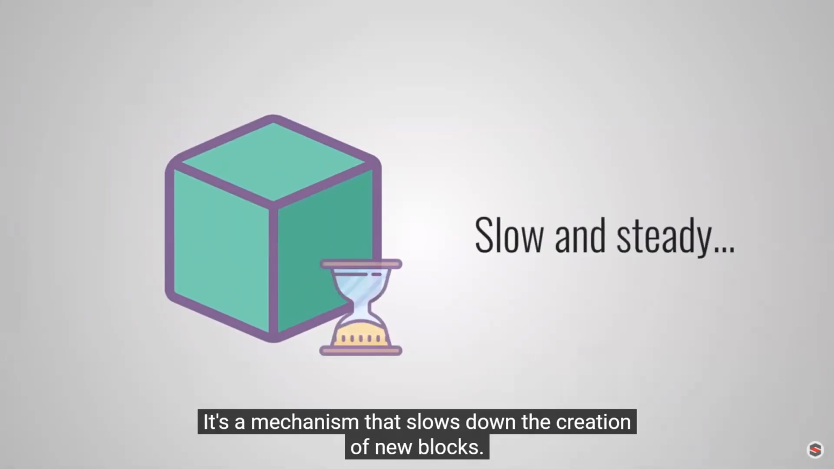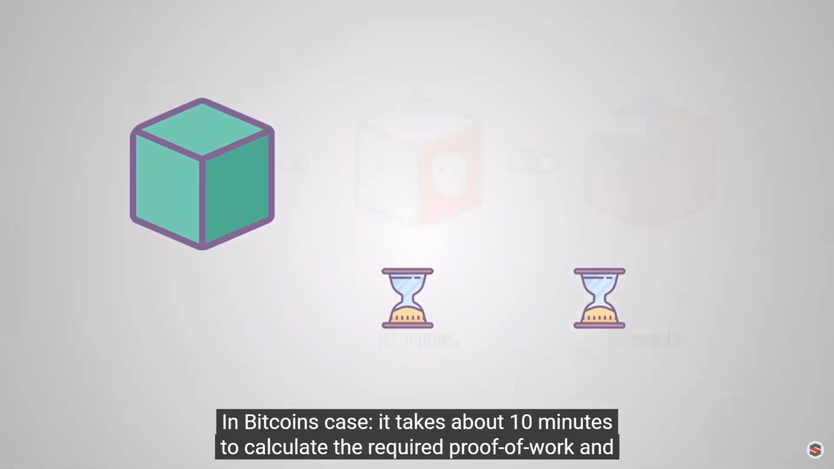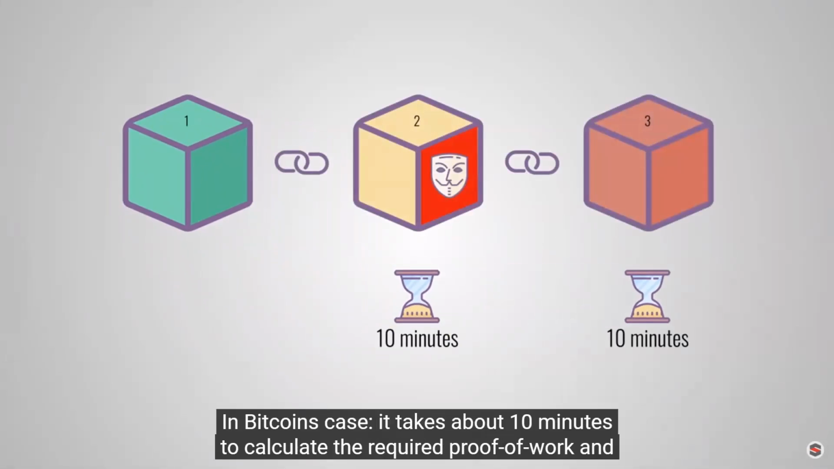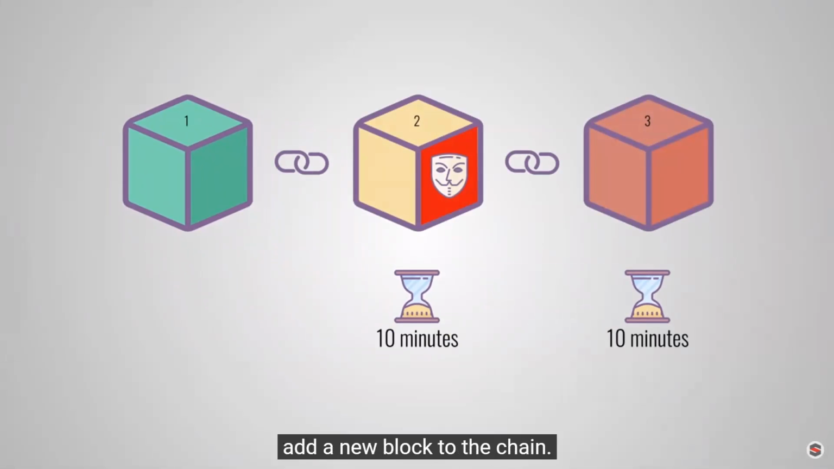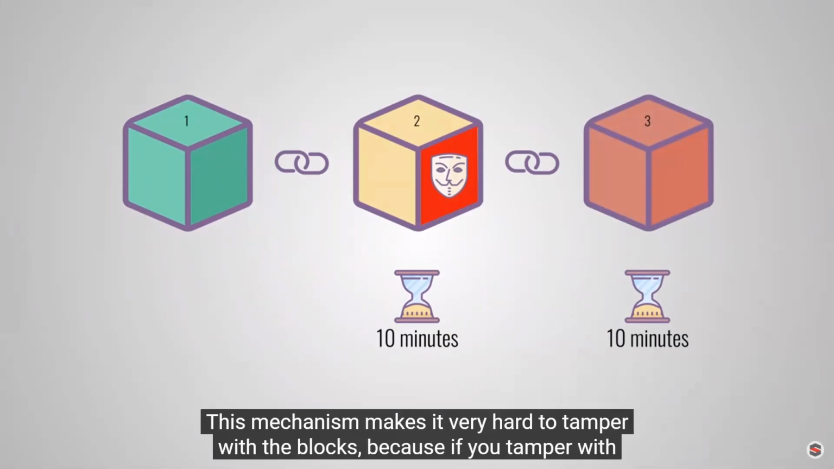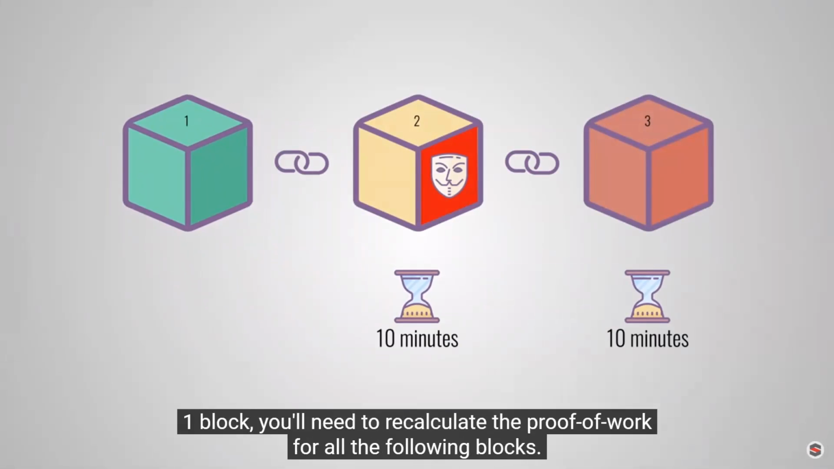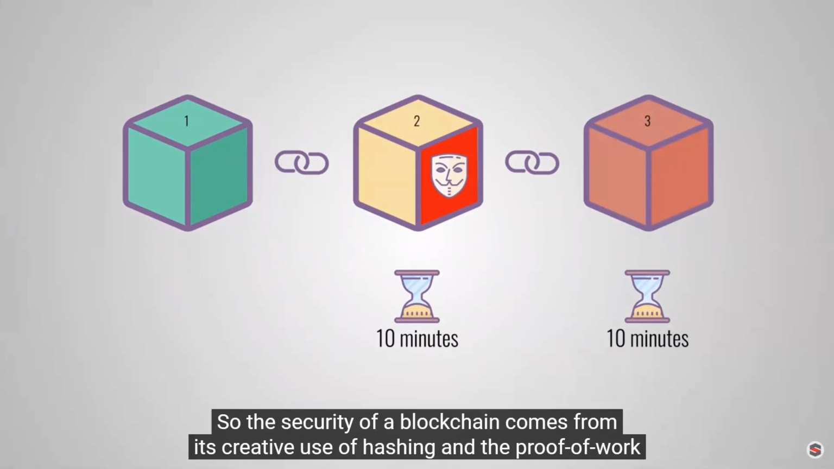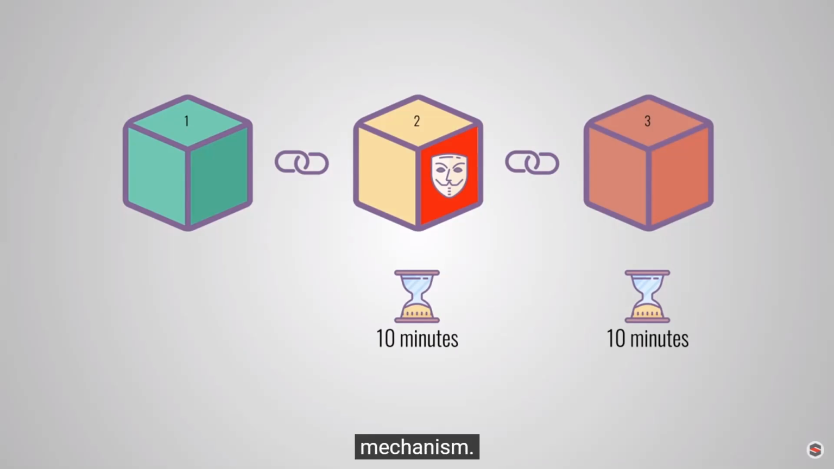It's a mechanism that slows down the creation of new blocks. In Bitcoin's case, it takes about 10 minutes to calculate the required proof of work and add a new block to the chain. This mechanism makes it very hard to tamper with the blocks because if you tamper with one block, you'll need to recalculate the proof of work for all the following blocks. So the security of a blockchain comes from its creative use of hashing and the proof of work mechanism.